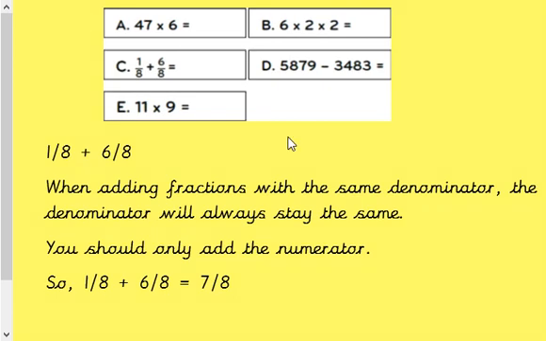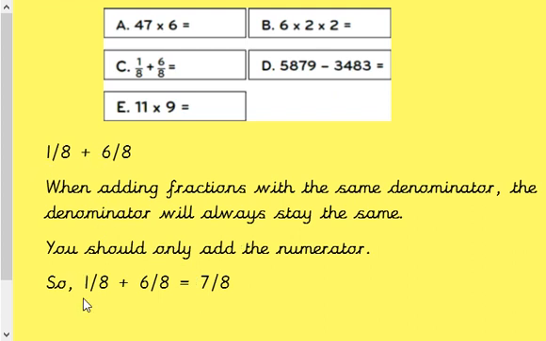Next question is one of those fraction questions, but it's a little bit different this time. Let's have a little look at it. So we've got fractions with the same denominator. So that does make it a little easier. And remember what we said, the rule is that when you're adding fractions with the same denominator, the denominator will always stay the same. The only thing you should add or change would be the numerator.